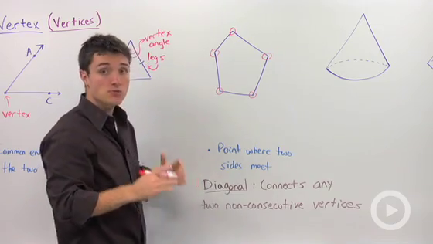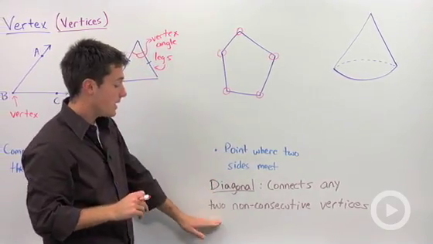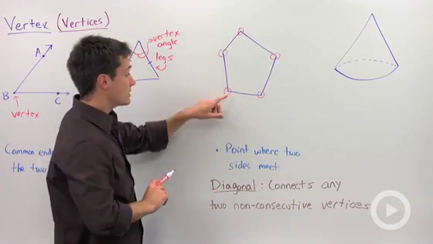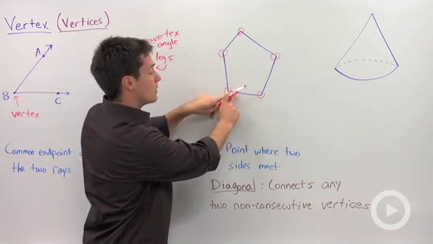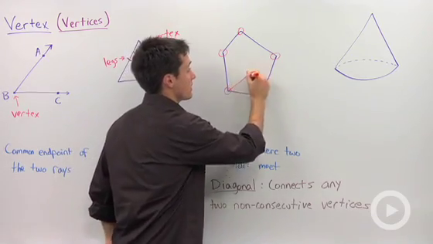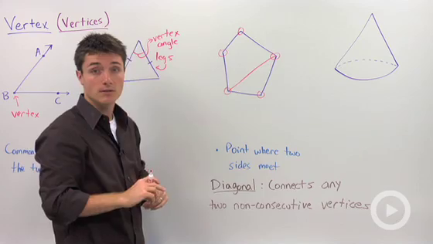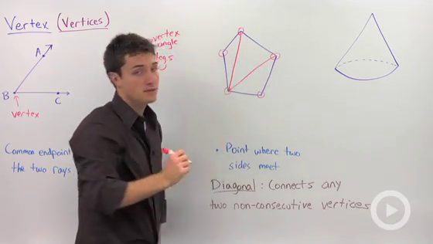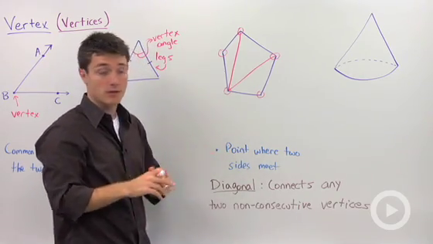A diagonal is related to a vertex because a diagonal is a line segment that connects any two non-consecutive vertices. Well, consecutive vertices, if I look at this vertex, its consecutive vertices are the one to its right and the one to its left. So a diagonal from this vertex would connect these two vertices, which are not consecutive. I could also draw one in to one other non-consecutive vertex. So that's how a diagonal is related to a vertex.